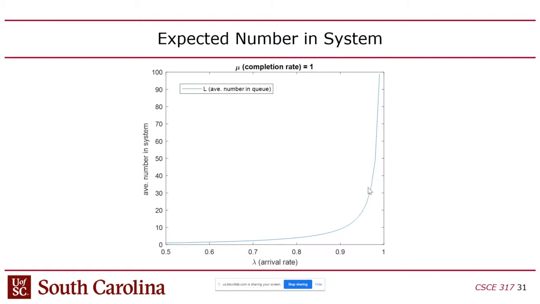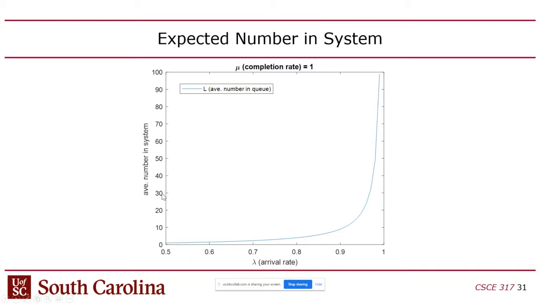I generated this plot in MATLAB because I was curious. Let's say that your mu is 1. Mu is your completion rate. That makes sense, right? One customer per second, say, or one customer per hour, or per minute, whatever your time unit is. That's your mu. Now I can hold that constant and take the arrival rate, lambda, and start to scale it up. Obviously, I can't get to 1 because that would be trouble, but I can scale it up until I brush up against 1.